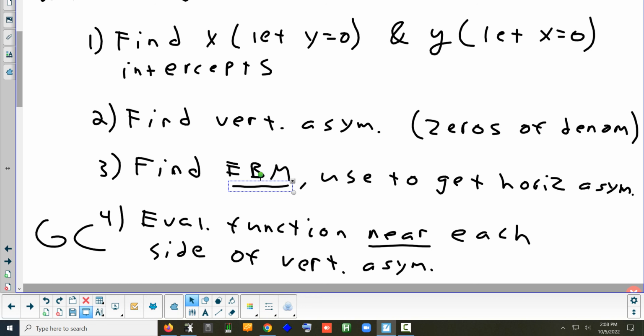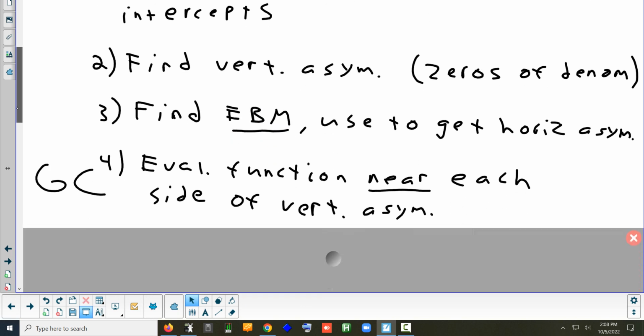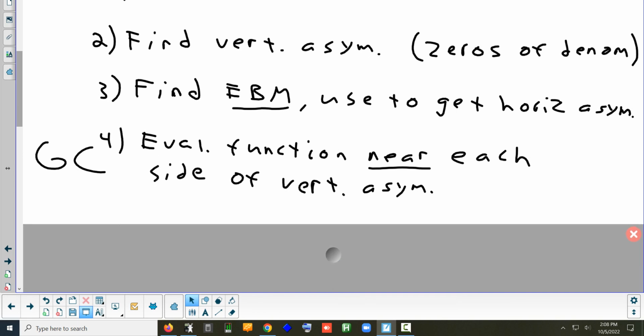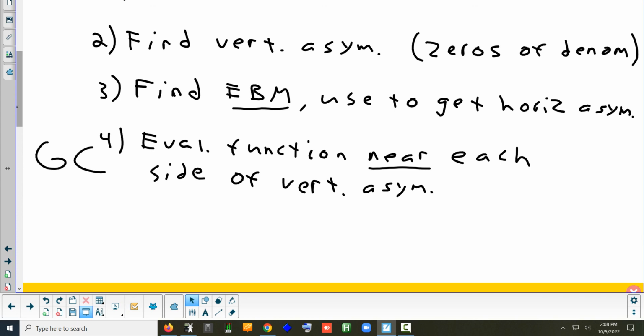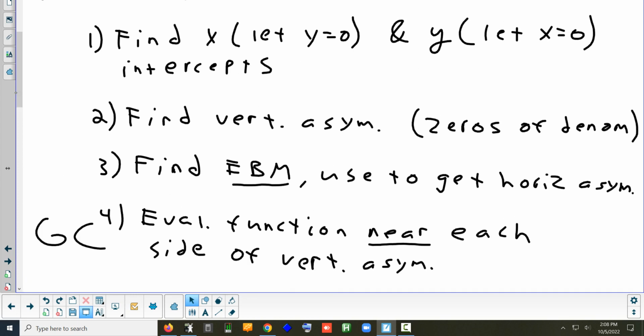I know what's happening when you're right on it. It's undefined. But what happens is you get closer and closer and closer. That's going to give us a good picture of our graph. Okay, and if you want, once you get your sketch, you can always confirm it with a graphing calculator and see if you did it right. Those are basically the 4 steps to drawing a rational function. But we're going to do 2 examples right now.